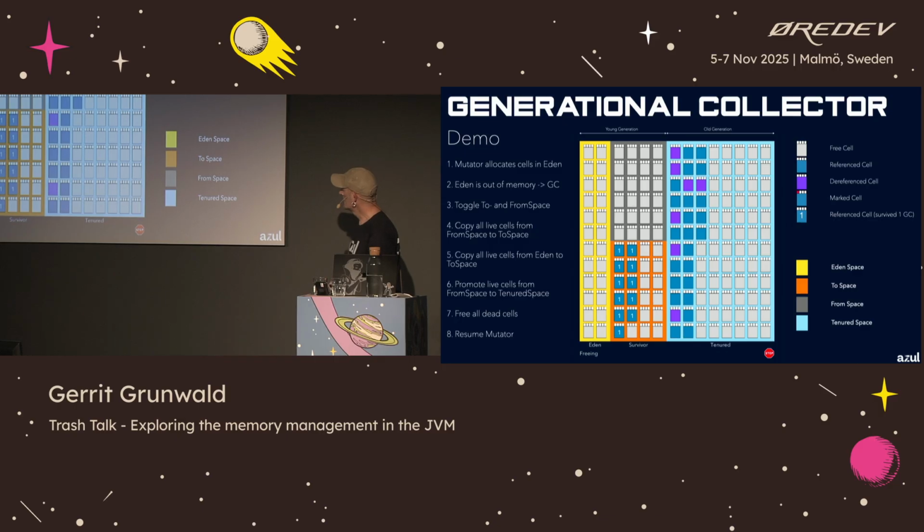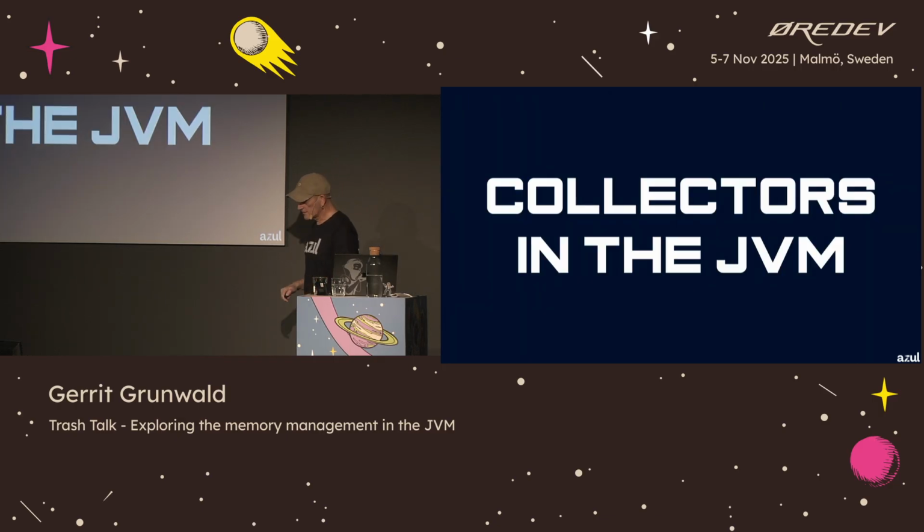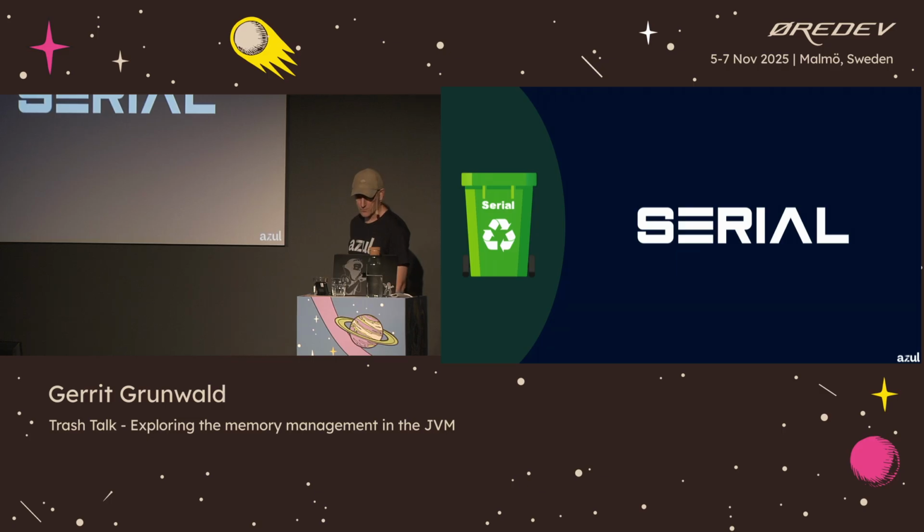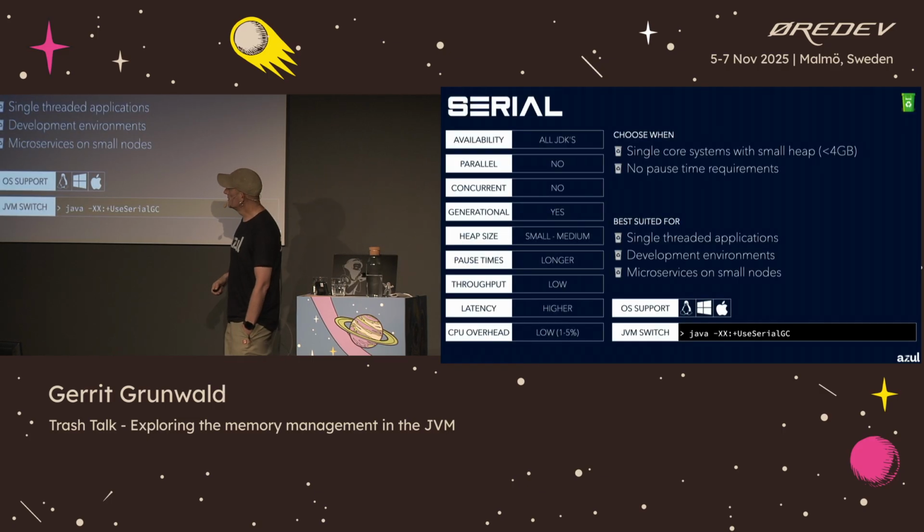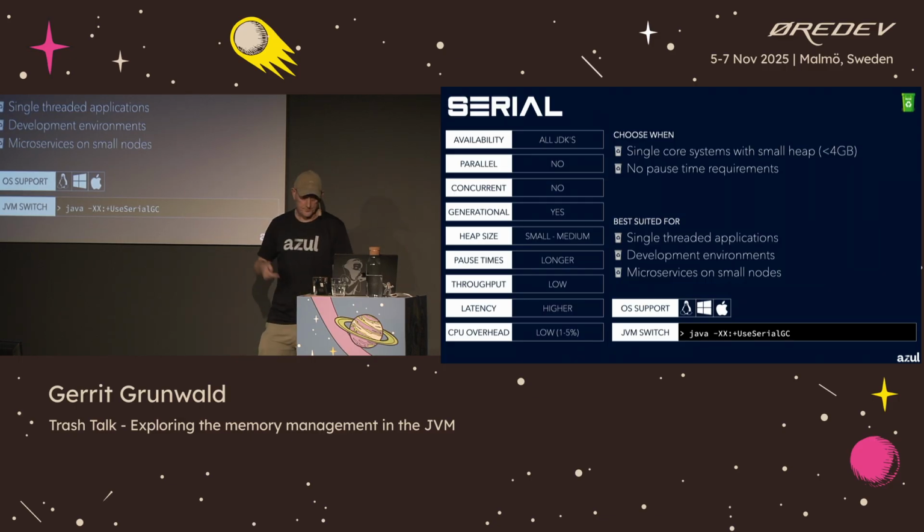Not so hard, right? Okay, so now let's take a look at the collectors in the JVM. Because we just have 40 minutes, usually I also explain concurrent garbage collection, but we have to skip it here. So we start with the serial collector, which is the oldest one in the JVM. It was there from the beginning.